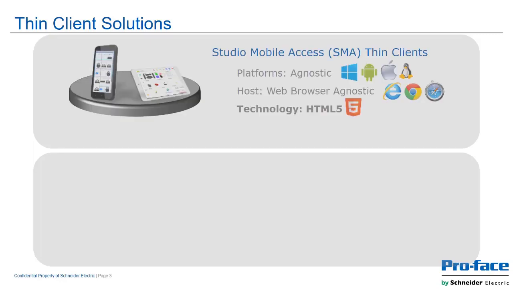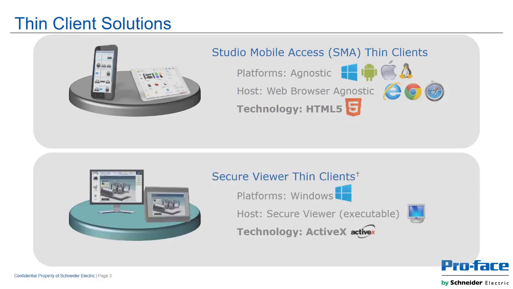So one of the 2 options that we have for thin client solution is using Studio Mobile Access, or MA. When we use this option, we do not have to install any software at all on the client machine. It is operating system agnostic, meaning we can run on Windows, Android, iOS, or Linux, and it's all dependent on the browser configuration, which is also agnostic in that we can use any browser that supports the HTML5 technology. The second option is what we're talking about today, and that is the Secure Viewer Thin Client.